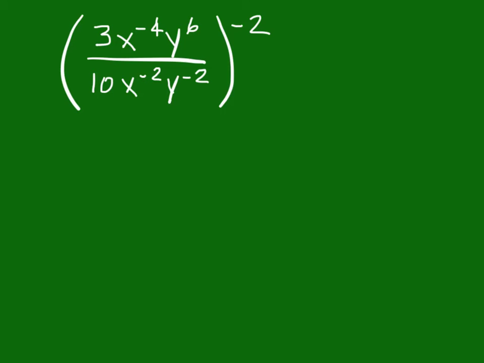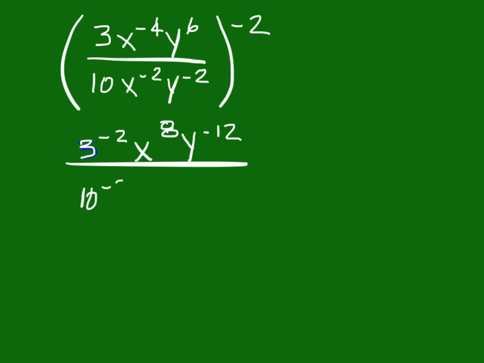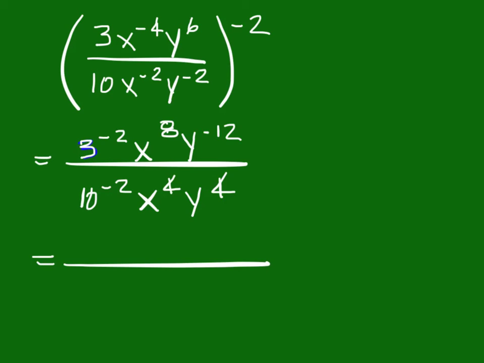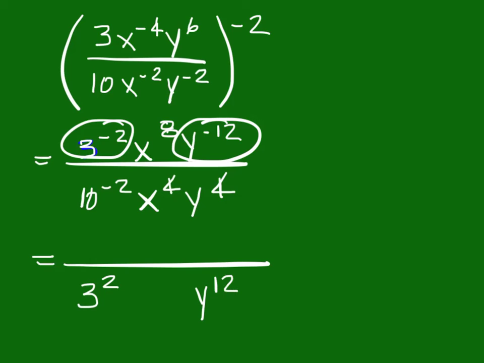Your first step on this one is to have 3 to the negative 2 power, x to the 8th, y to the negative 12th, over 10 to the negative 2, x to the 4th, y to the 4th. Now simplify where you can by moving negative exponents. You have 3 to the negative 2 on top. On the bottom, that's 3 squared, and y to the negative 12th. That'll go to the bottom and become y to the 12th.